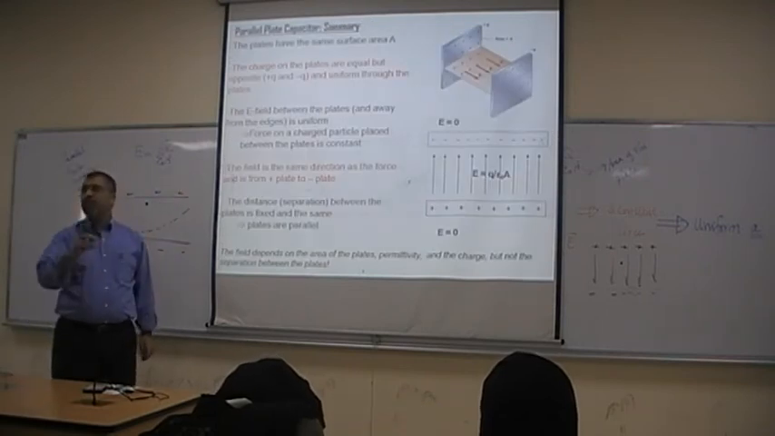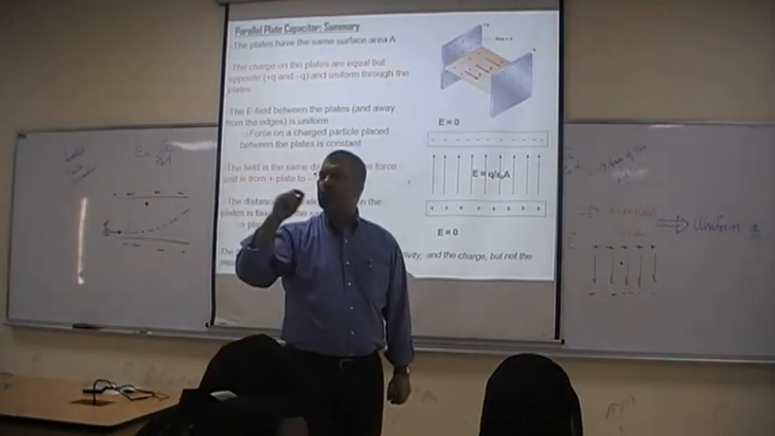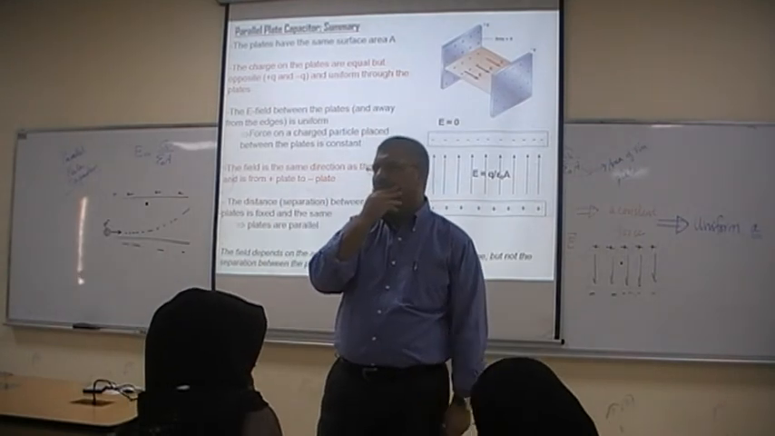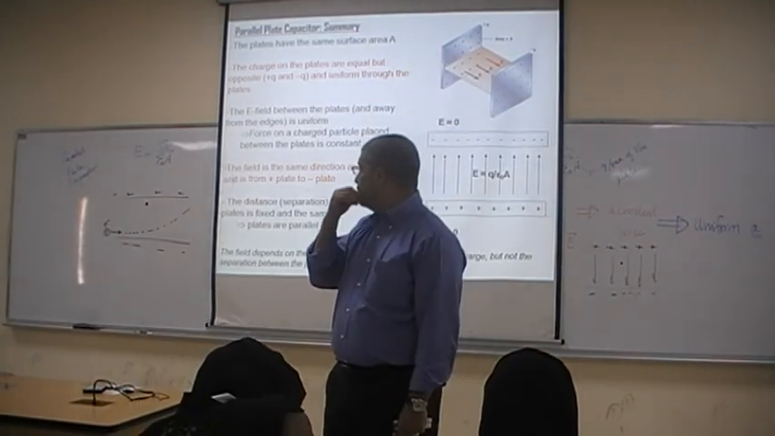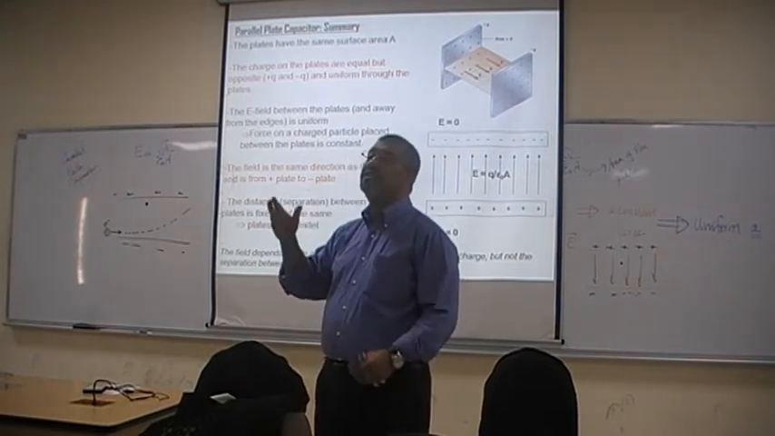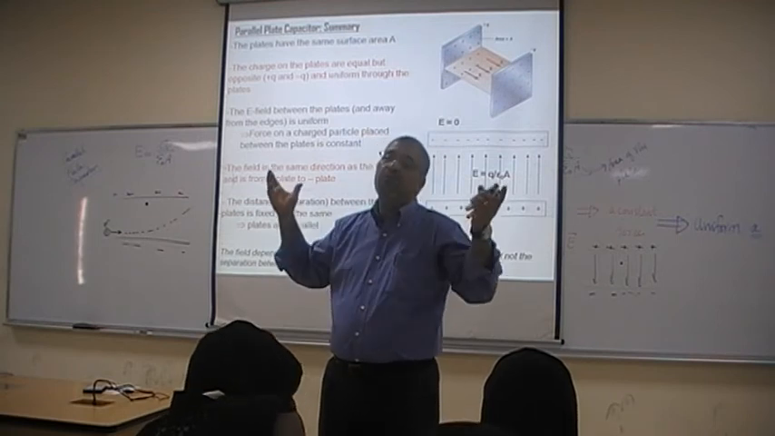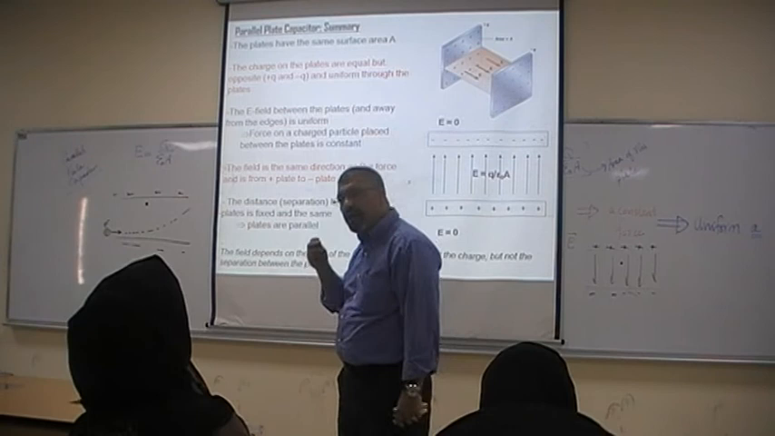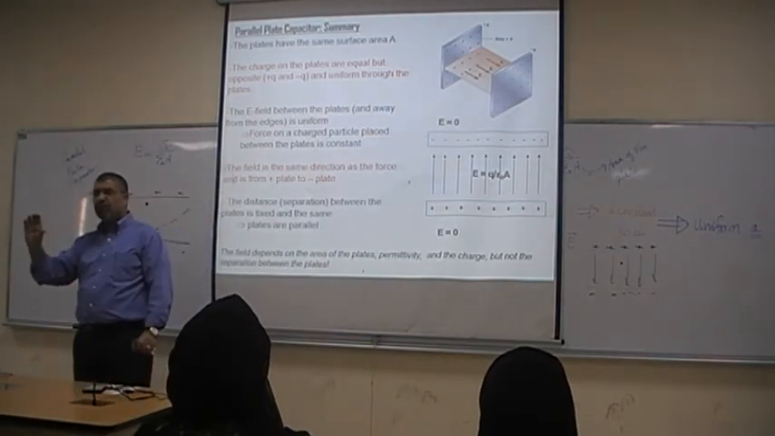Okay, so that's just an explanation of what I said, and this is a summary of all the things I mentioned about the parallel plate capacitor. Yes? Doctor, the formula here is Q divided by epsilon times A. Is the area always going to be a rectangle? It could be a circle, a disc, it could be a rectangle. They will tell you. The only condition is that the plates are parallel. That's the only condition.